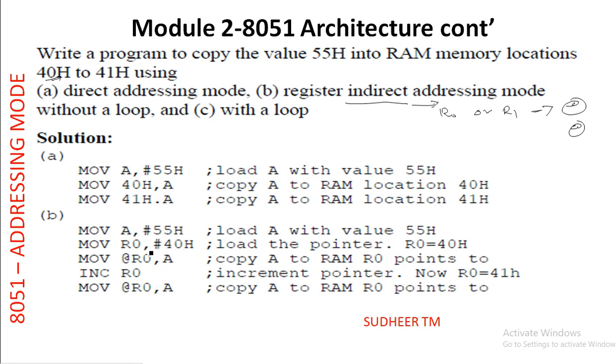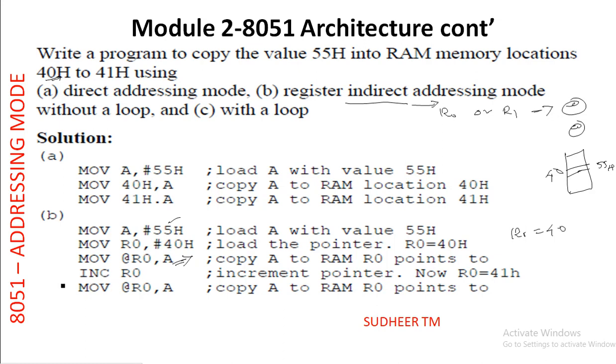The accumulator is 55. Now MOV @R0, A. What is R0? R0 is equal to 40. @R0 means: where is 40? 40 is here. So to that location copy the accumulator. What is the accumulator? It is 55. So after execution this location will be holding 55.